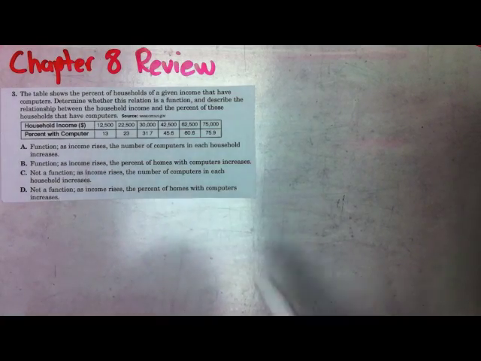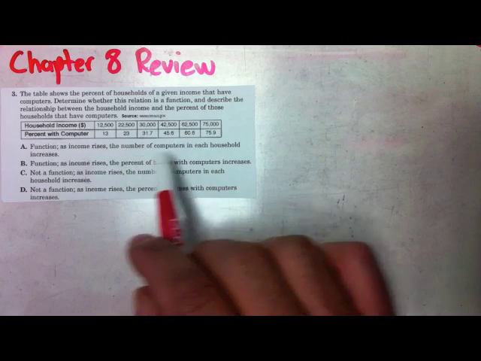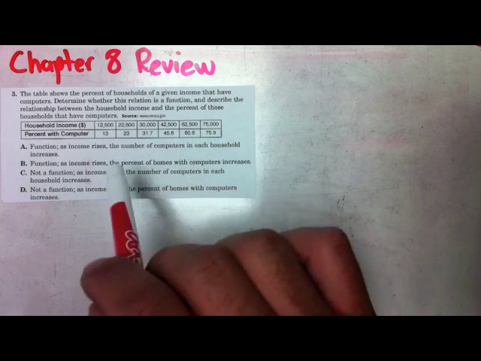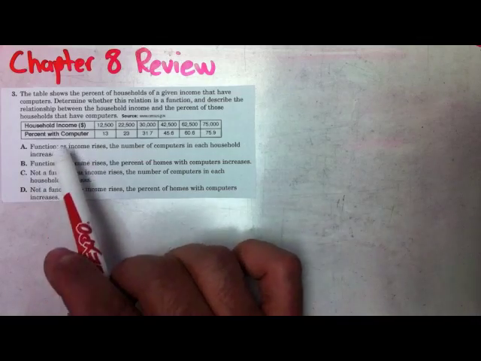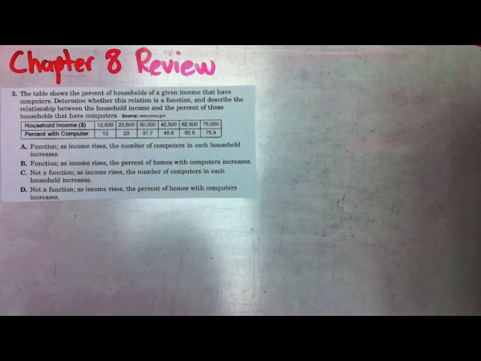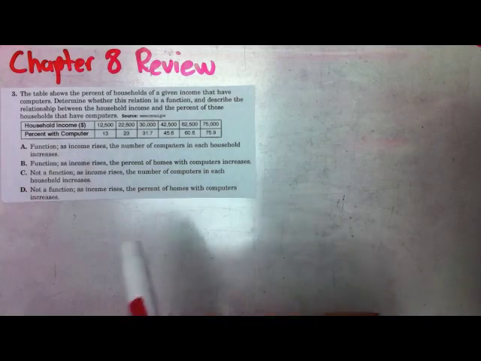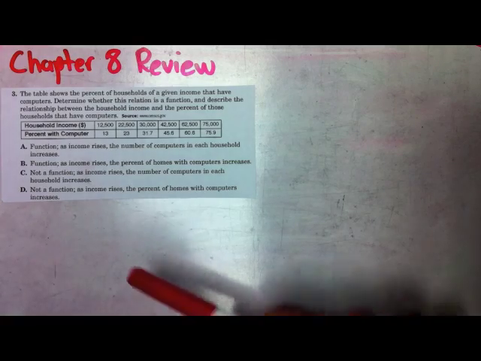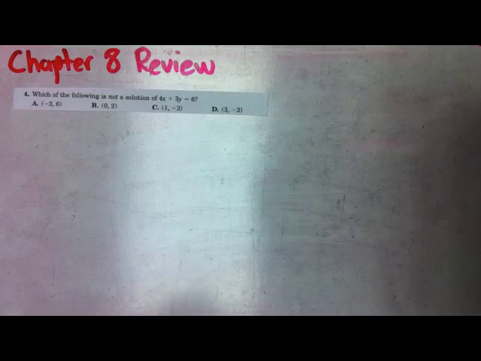It's very important because A and B are very similar, but remember, A is telling you that the number of computers in each household is increasing. Nowhere on here does it say the number of computers is increasing. It's talking about the percent of houses with computers. That is why B is our answer.